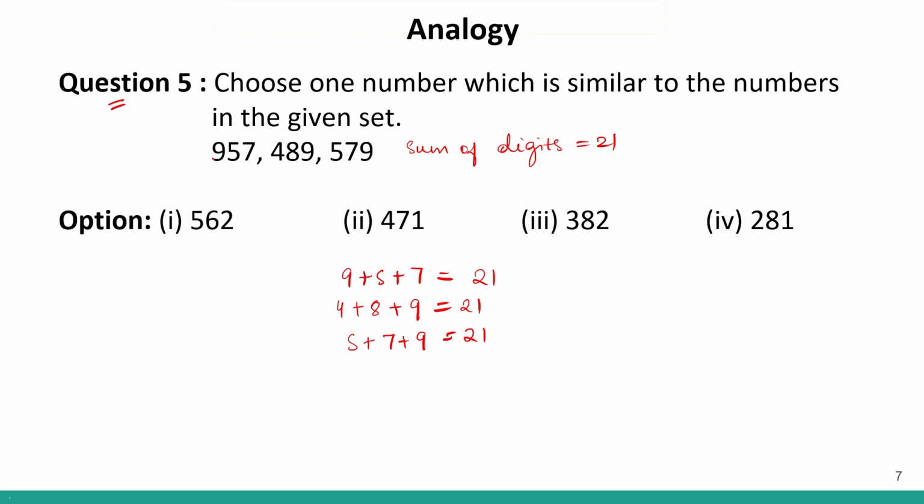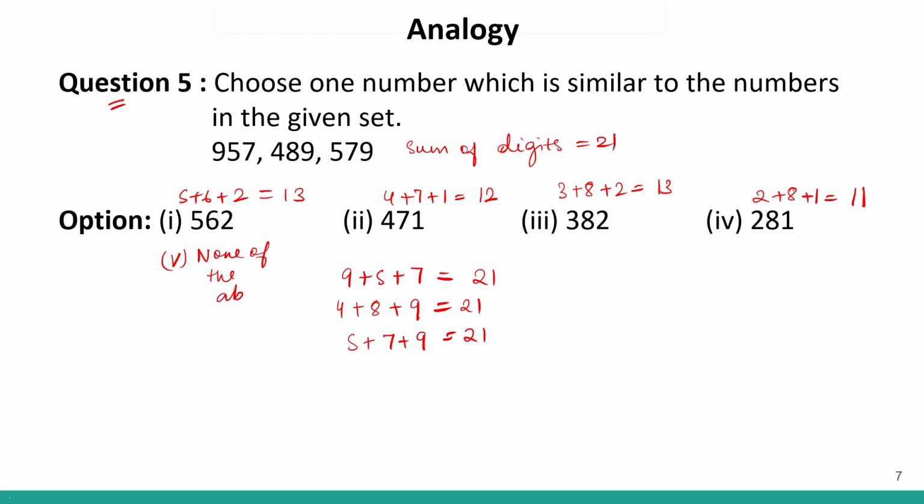So now let us look at the options. 5 plus 6 plus 2 is 11 plus 2, 13. 4 plus 7 plus 1 is 11 plus 1, 12. 3 plus 8 plus 2 is 8 plus 5, basically 13. And 2 plus 8 plus 1 is how much? 11. So in each of these options, I could not see one which has the same sum as 21. So the answer will be option number 5, none of the above.